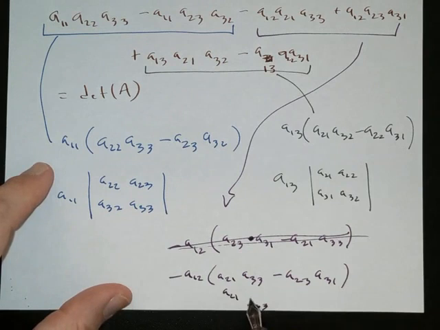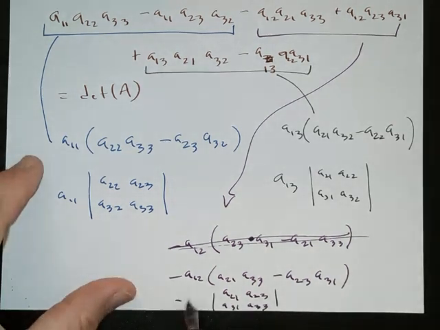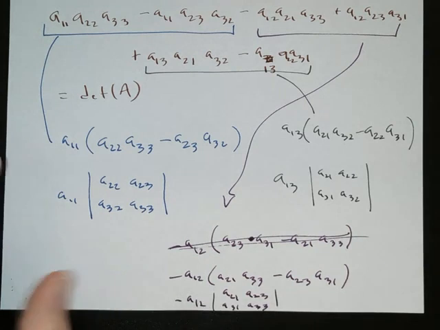A21, A33, A23, A31, AD minus BC, only instead of having the plus, it has the minus in front.